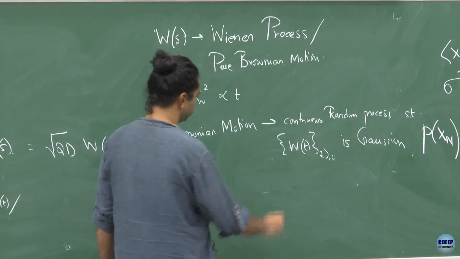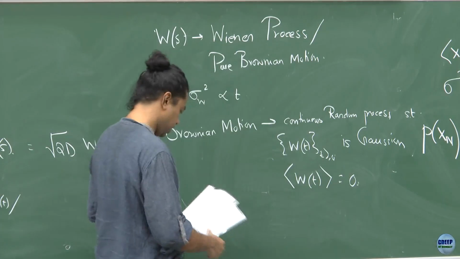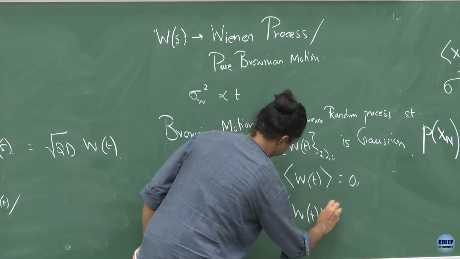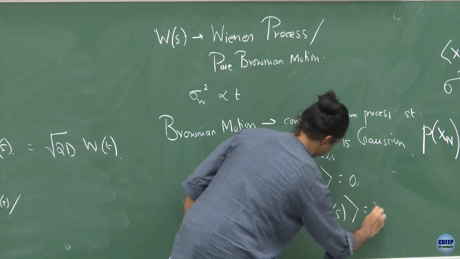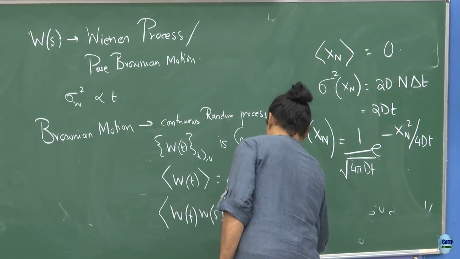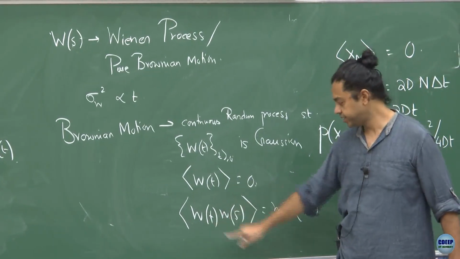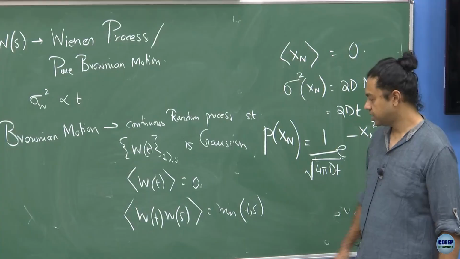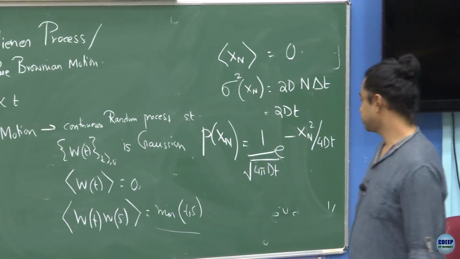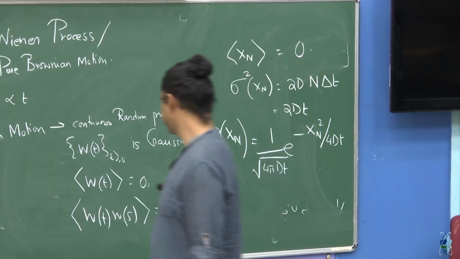And it is Gaussian with 0 mean, mean W of t is 0, and an autocorrelation function, expectation of W of t, W of s, is the minimum of t comma s. So, if you take this expectation value, a Wiener process at time t, a Wiener process at time s, you can show that that comes out to be the minimum of t comma s. And that is easy to show, I guess.